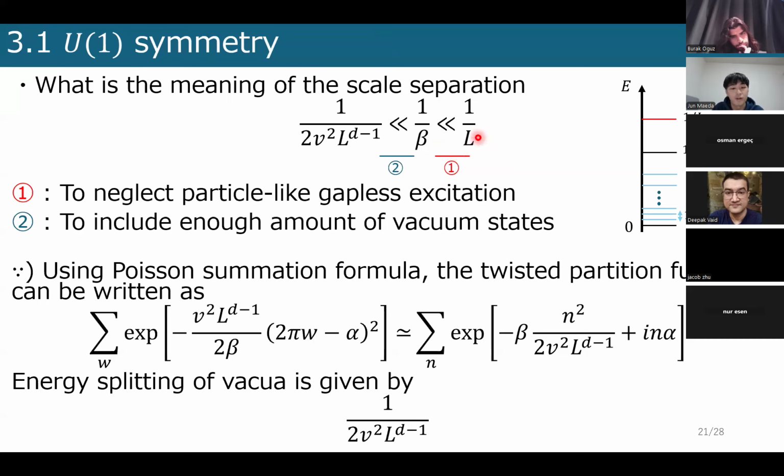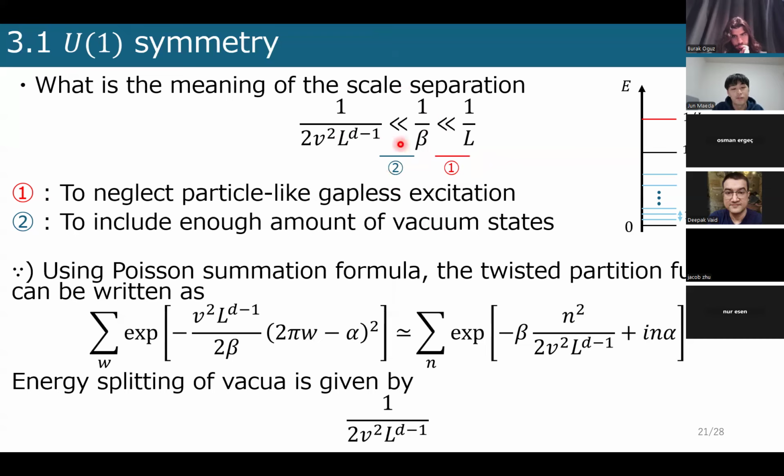Therefore, this inequality means that we want to neglect particle-like Nambu-Goldstone excitations, because states with energy above 1 over beta are projected out by the inverse temperature. So this inequality means we want to neglect particle-like excitations, and we just want to take into account only the vacuum contribution.